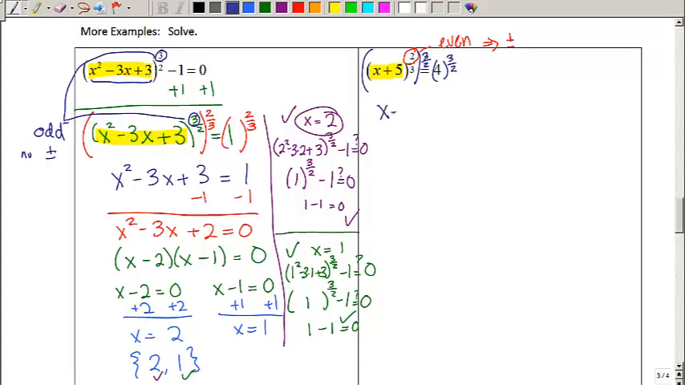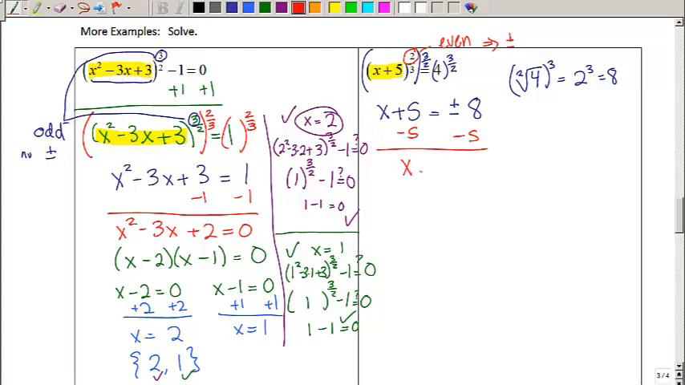So that leaves me with x plus 5 on the left-hand side equals plus or minus. Notice I put the plus or minus in the immediately next step. 4 to the 3/2 is the same thing as the square root of 4 cubed, which is 2 cubed, or 8. But the plus or minus has to go immediately next. To solve for x, I need to subtract 5. And I get -5 plus or minus 8.